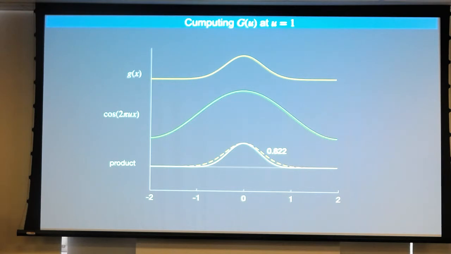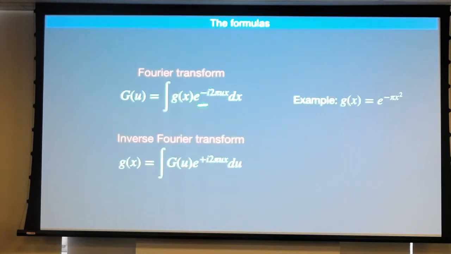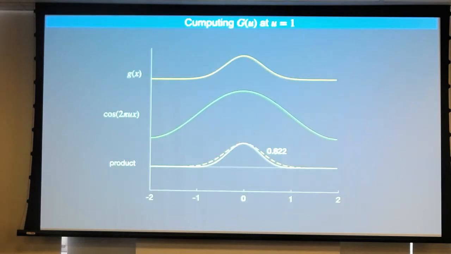So here's how we would compute g of u. This is my original function g of x, and this is cosine of 2 pi u x. I'm not going to belabor it here, but the complex exponential, remember, is cosine plus i sine. If this is an even function like a Gaussian, then it turns out that the odd part of the complex exponential is going to get canceled out. So the sine part gets canceled out because g is symmetric, and the anti-symmetric part is going to get integrated out because we integrate from minus infinity to plus infinity. So that allows me to compute the integral of g of x times just the cosine function.